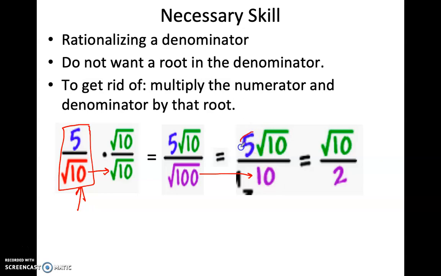Now the 5 and the 10 are both outside the root, and they both simplify to 1/2. So this is 1 over 2. 10 and 2 simplify, but one's inside the root, one's outside the root. So you keep them separated, and that is a rationalized denominator, square root of 10 over 2.